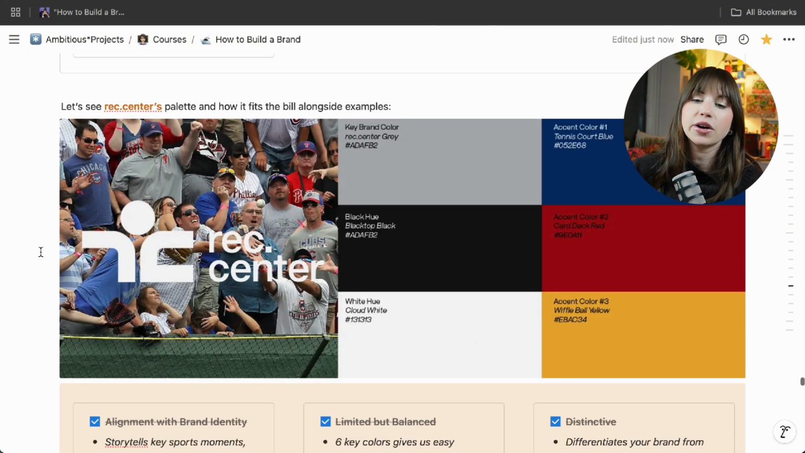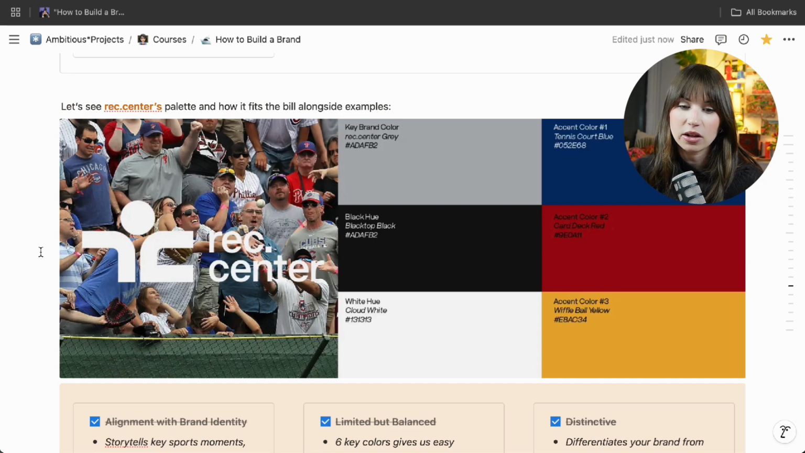So for Rec Center, we have our key brand color of Rec Center Gray, we have a black hue that we call Blacktop Black, we have Cloud White, in our accent colors we have Tennis Court Blue, Card Deck Red, and Wiffle Ball Yellow. Babe, this is your brand. Make it fun. Give your colors special names that reflect the spirit of your brand. All of this can be included and it gets people just so jacked up about what you're building and what you're doing, and it just allows you to have a little bit more fun.